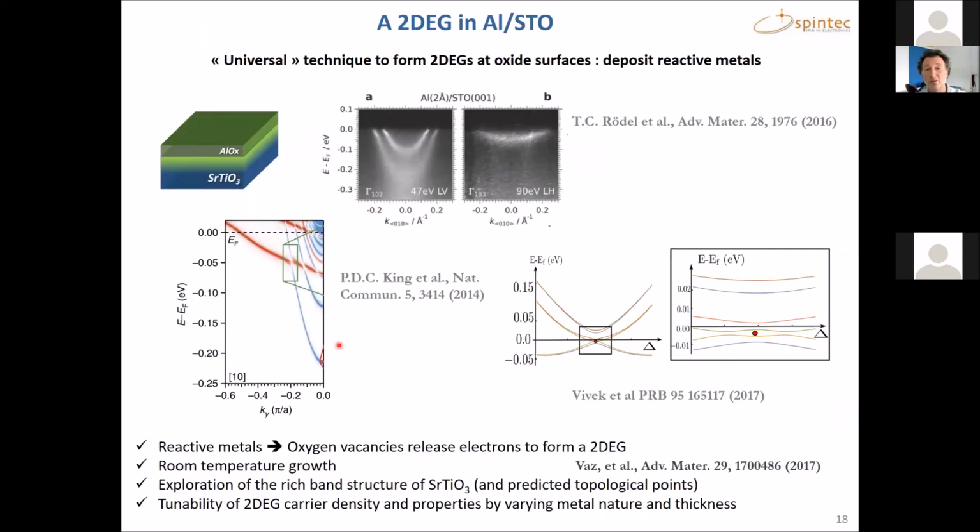We also, more recently, followed the work of Rödel, who has shown that in fact we might not really need to deposit LAO, which needs very specific deposition conditions, to form a two-dimensional electron gas at the surface of STO, and that more generally, just by depositing a reactive metal, you could also obtain a two-dimensional electron gas.